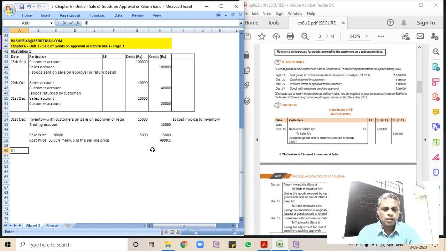Now let's get into illustration. Coming back to this, 5,000 has been reduced, and then the inventory has been taken at 15,000 rupees, which is the cost price. One important point to note here is when the customer is returning the goods. If the customer is returning the goods, then we should not process any journal entry for that because it is already taken into inventory here. So we should not process any entry to this.